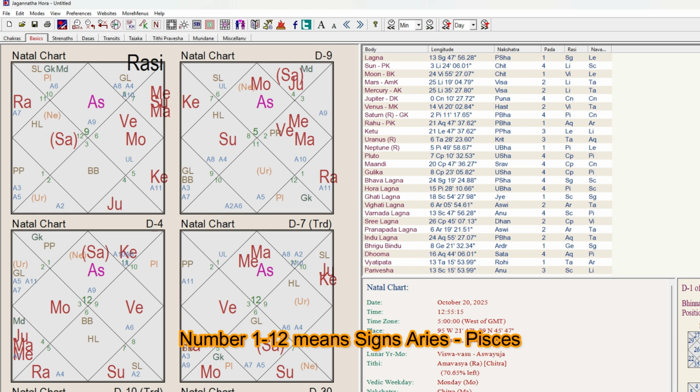Mercury, Sun and Mars are in the Libra sign, that is in the 11th house. Saturn is in the 4th house in Pisces. Venus and Moon are in the 10th house in sign Virgo. Rahu is in Aquarius in the 3rd house and Ketu is in the 9th house in sign Leo. Jupiter is in the 8th house in the sign of Cancer. So the numbers denote the signs.